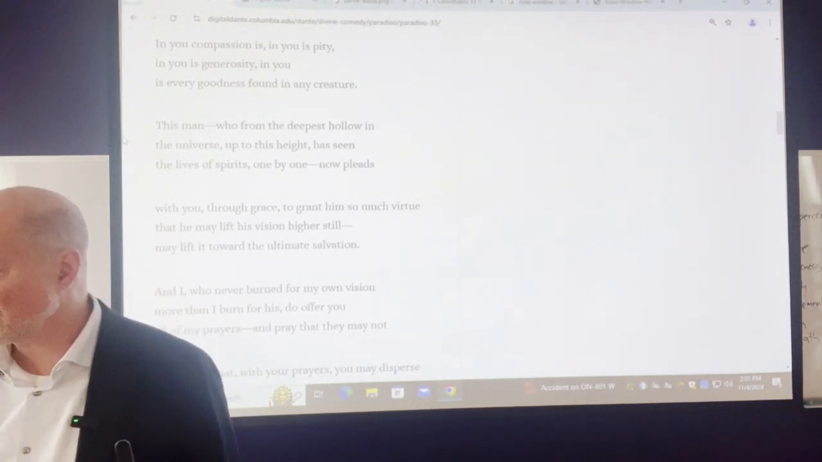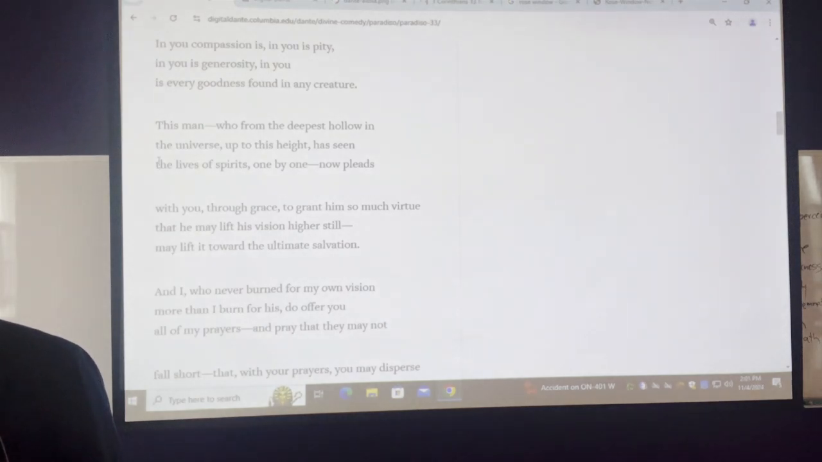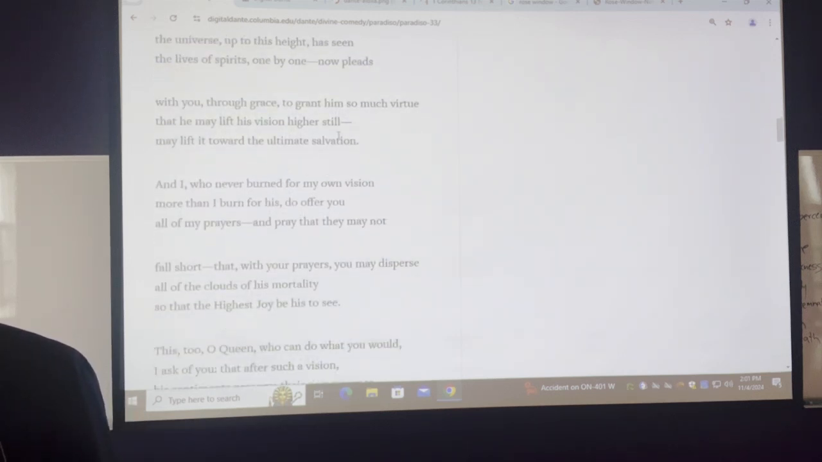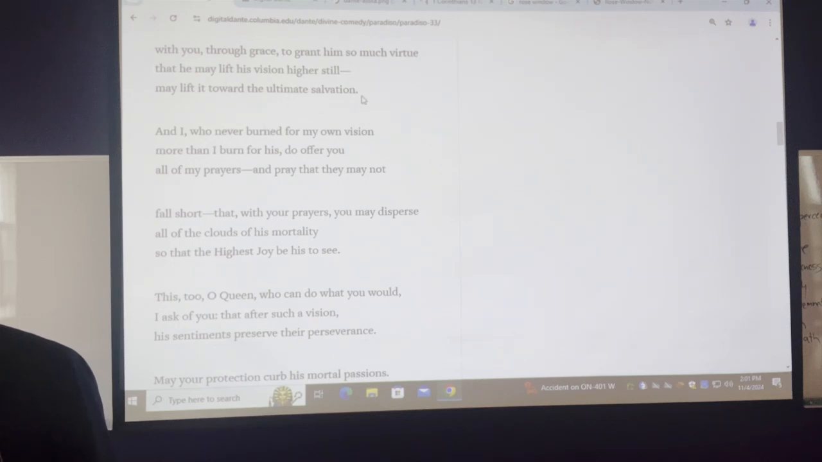This man who from the deepest hollow in the universe up to this height has seen the lives of spirits one by one. This is Bernard speaking. Now he pleads with you through grace to grant him so much virtue that he may lift his vision higher still, might lift it towards the ultimate salvation.